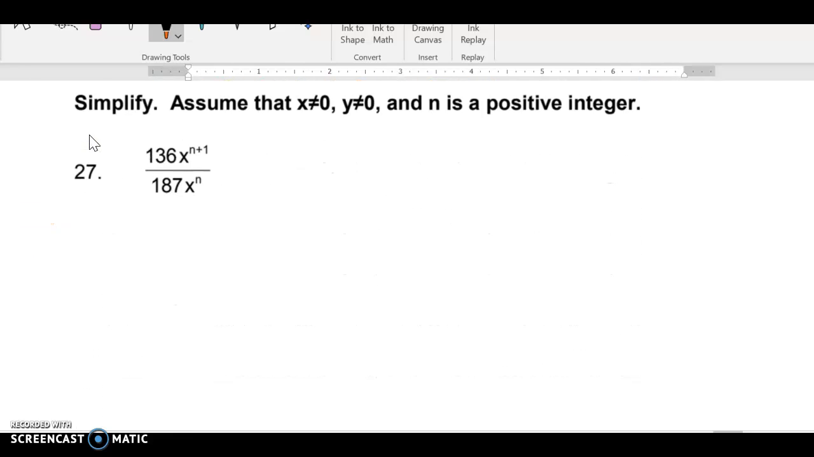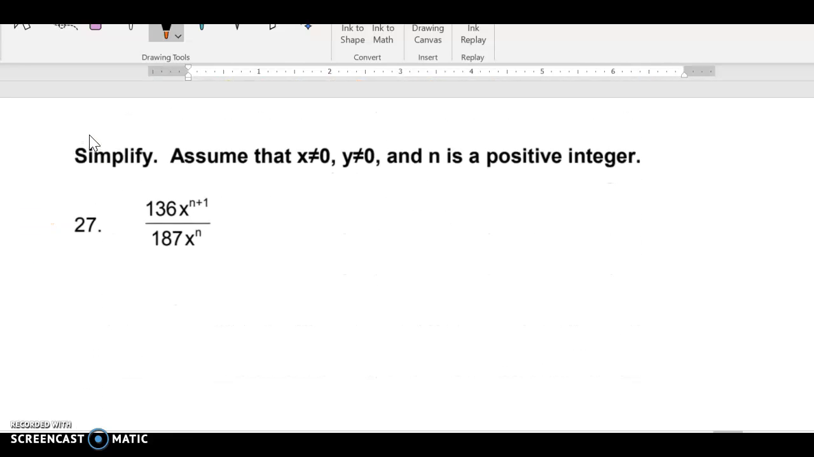The next one, I simplified it. Simplify, assume that x doesn't equal 0, y doesn't equal 0, and n is a positive integer. The reason n has to be a positive integer is because if it was a negative integer, it would come down. So it's telling you it has to stay up top. I do not know why that is there.